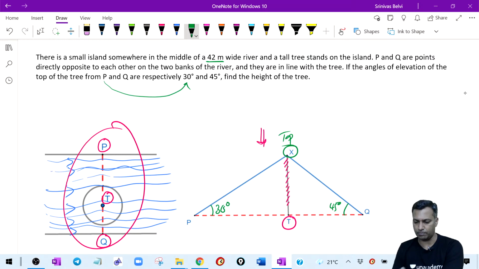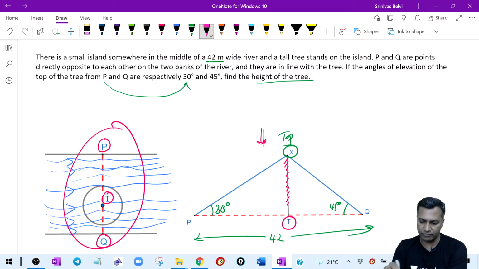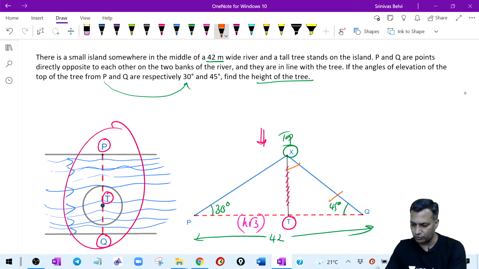42 meters, right? The complete width is 42 meters. From here till here, it is 42 meters. And he's asking: tell me the height of the tree. Let me call it H. Side opposite 30 degrees is H. Therefore, in this triangle, this would be 60 degrees. Side opposite 60, this P to T, would become H root 3. On the other hand, come to the other side of the triangle. This is 45 degrees, therefore this is going to be 45. Side opposite 45 is H, therefore this is also going to be H.